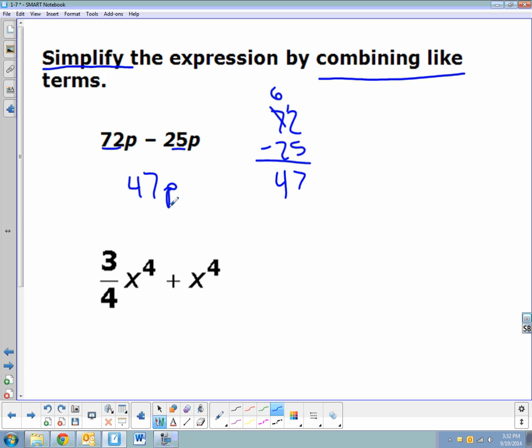The next one, we've got 3/4 x to the 4th plus x to the 4th. Now, we have these common terms, these like terms, but they don't both have coefficients. I have a coefficient here, but none there. We do have a coefficient, even if it's not written. There's always a 1 there. There's 1 x to the 4th. I can see it. It's right there. So even if there's no coefficient written, there is a coefficient.